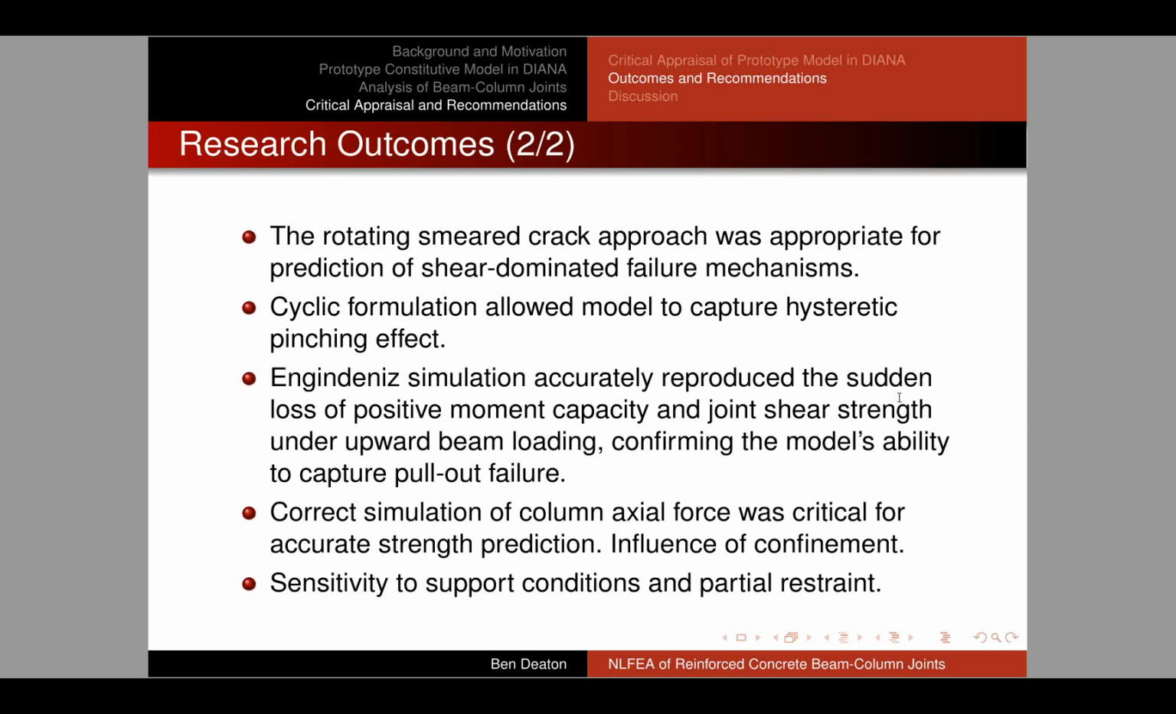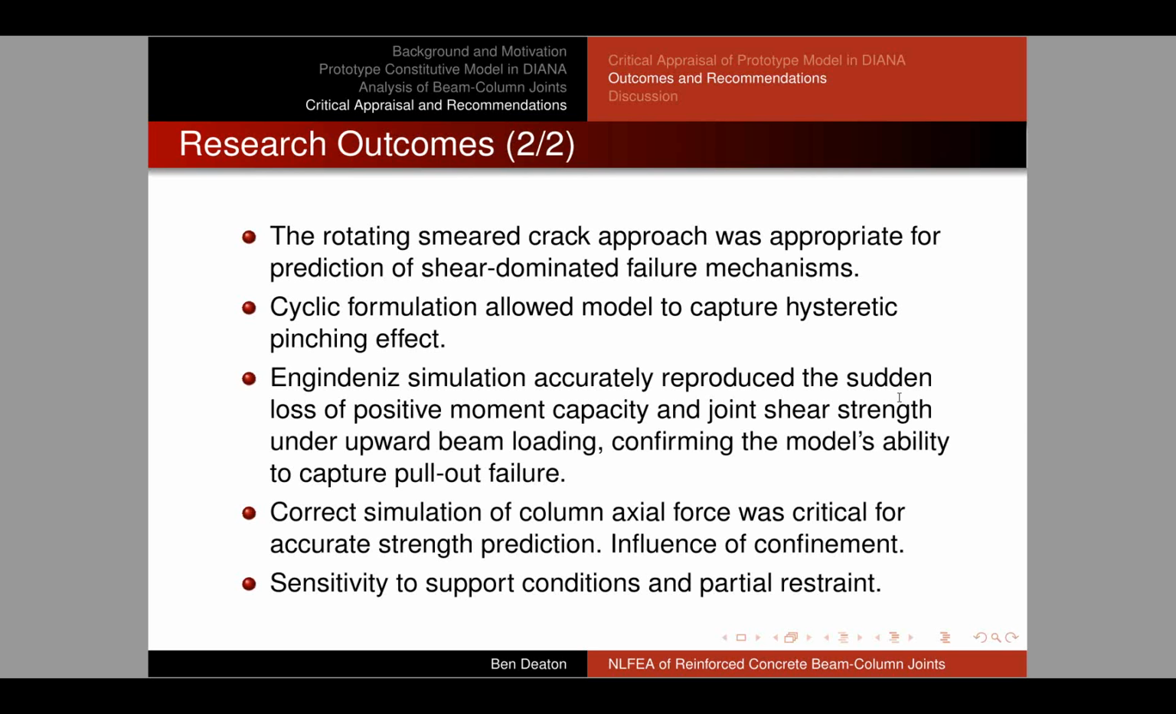One of the things that I was interested to find was that the correct simulation of the column axial force was critical for accurate strength prediction. So it's very important in the cases that I showed to get the column axial force right, especially when it was under cyclic load. This highlights the influence of confinement.